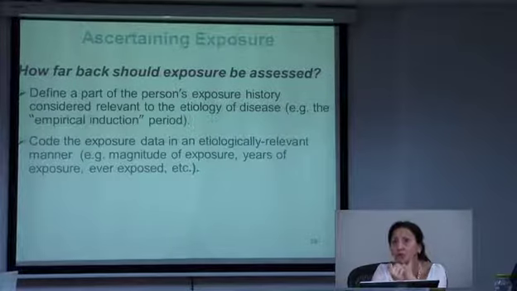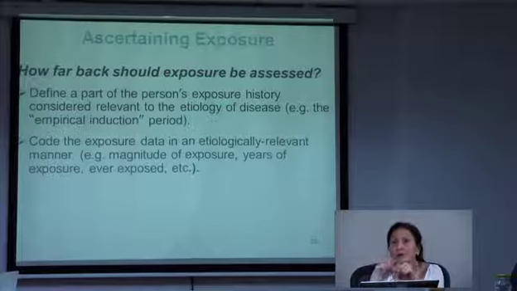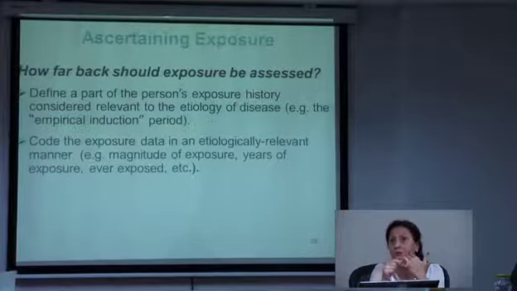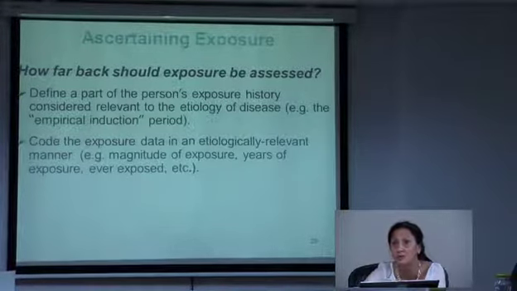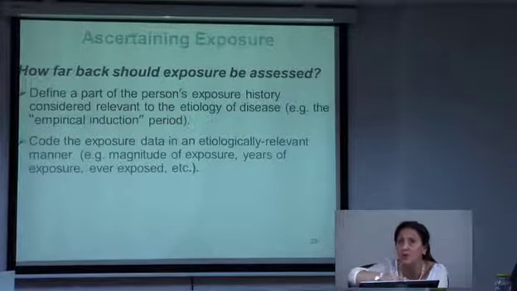Second, when you code your exposure data, you have to code it in an etiologically relevant manner. It means that it's not enough to ask whether people are exposed or not. It should also, and these are the indicators that I was talking about, inquire about the magnitude of exposure, years of exposure, and whether people are ever exposed.